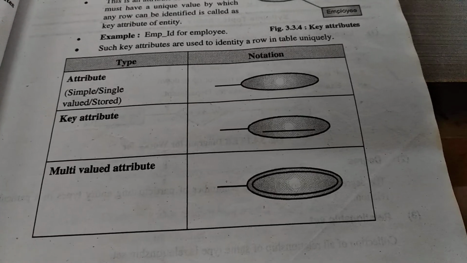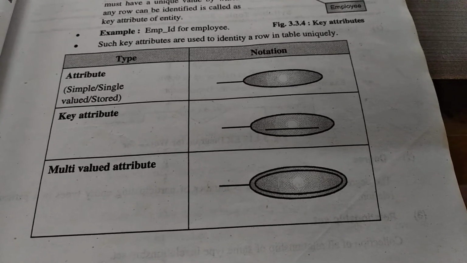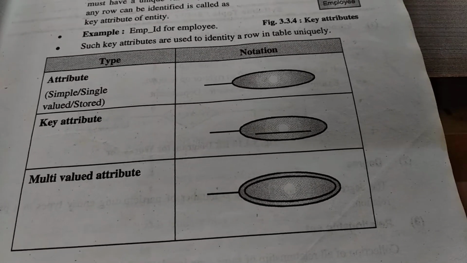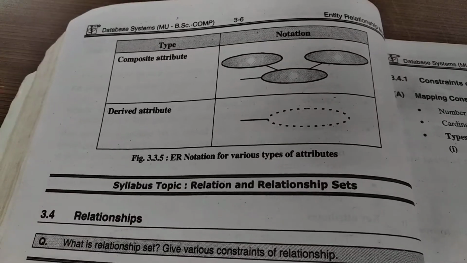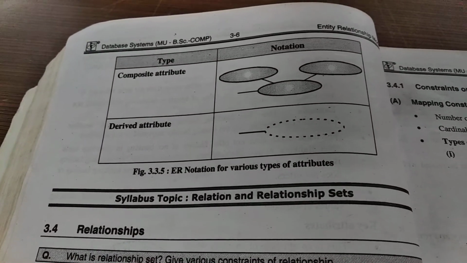Next point is notation for types of attributes. Notation for composite attribute, notation for derived attribute.